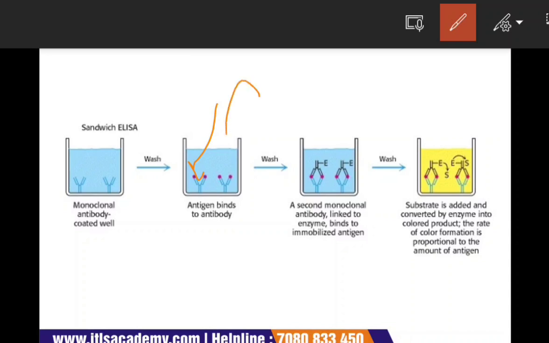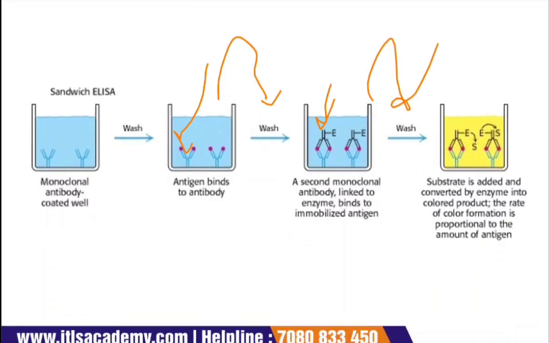Again, it is further washed. After washing is done, a second monoclonal antibody linked to an enzyme, as you can see, the second one is linked to the first one. The second monoclonal antibody, linked to the enzyme, binds to the immobilized antigen. Then further washing is done, the substrate is added, and it is converted by the enzyme into a colored product. So the rate of color formation is proportional to the amount of antigen.